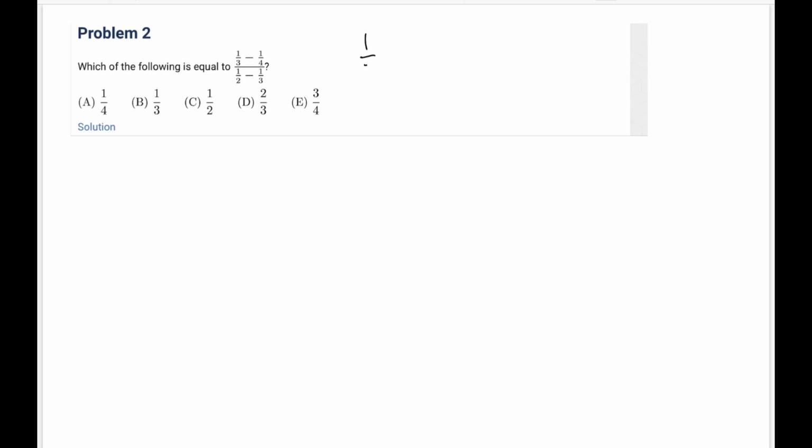This is 1/3 minus 1/4 over 1/2 minus 1/3. Multiply the numerator and the denominator by 12. This is 4 minus 3 over 6 minus 4, equals 1 over 2. So the answer is C.